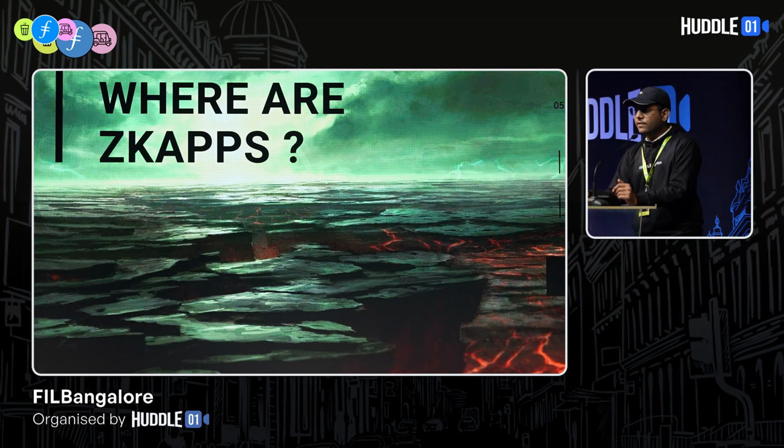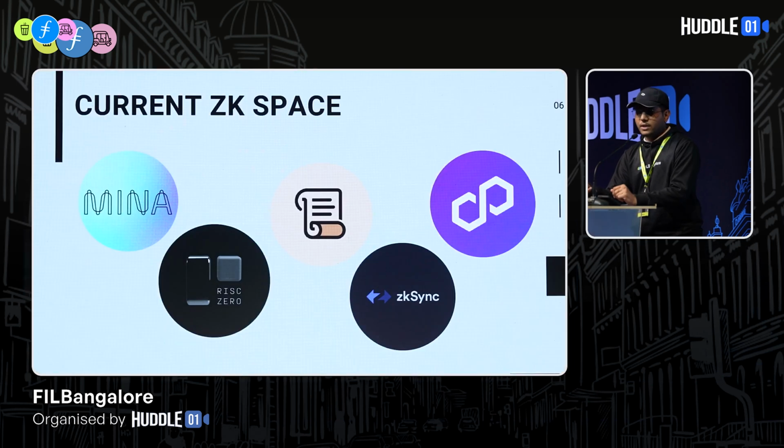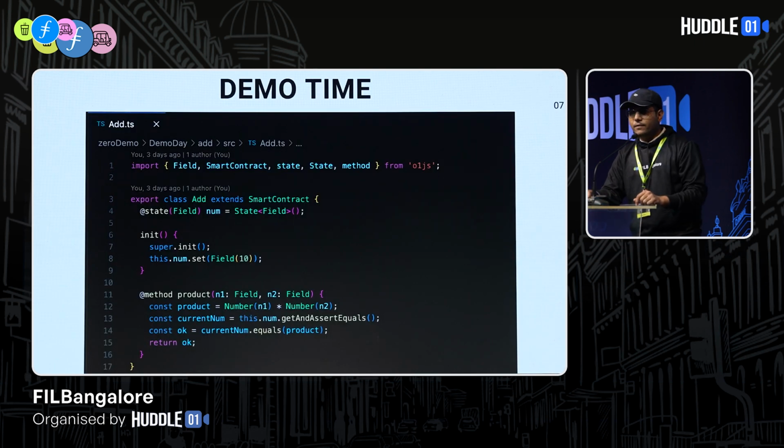But right now, the ZK space has evolved very nicely. The current ZK space includes Mina Protocol, RISC Zero, Scroll, zkSync, and Polygon zkEVM, which have made it very easy for any one of us to implement zero knowledge proofs. So let me see. Yeah, I will show you one demo. On screen right now, you can see this is the ZK app which is written using TypeScript. There is one language called o1js by O1 Labs, and this is the ZK smart contract which you can literally deploy on the Mina blockchain, and you can prove the statements.